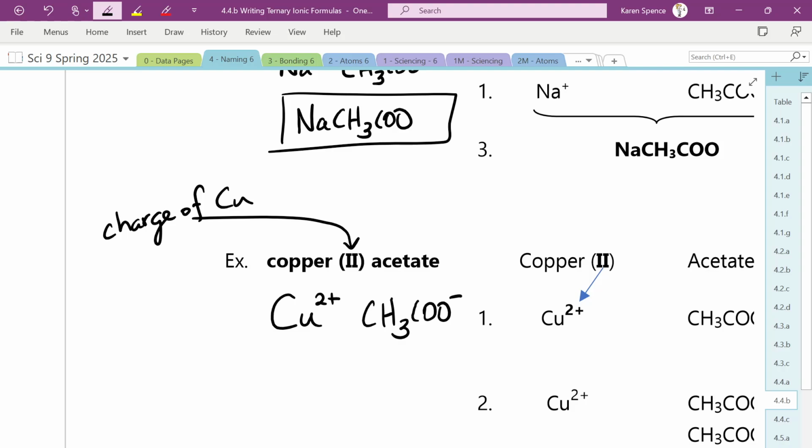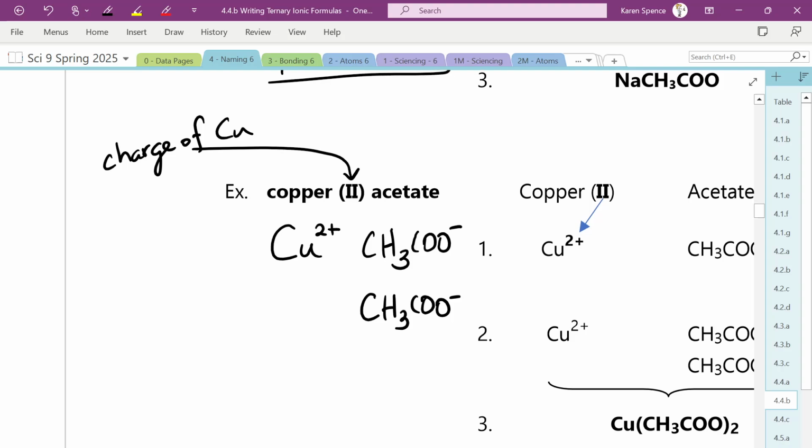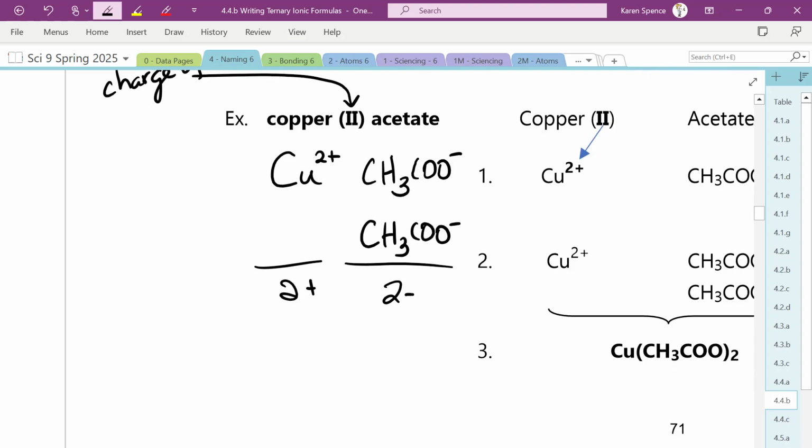Do those balance out? No. What do we need more of? We need more of that CH3COO-. That's going to give us 2 negative, which balances the 2 positive. So our formula would be Cu CH3COO, and I have 2 of them.